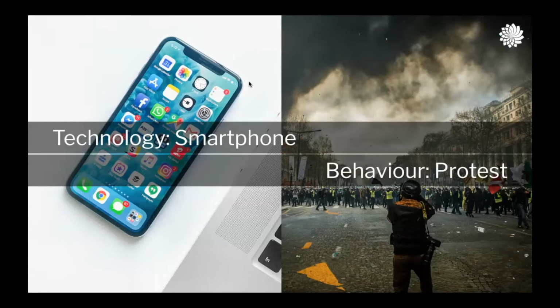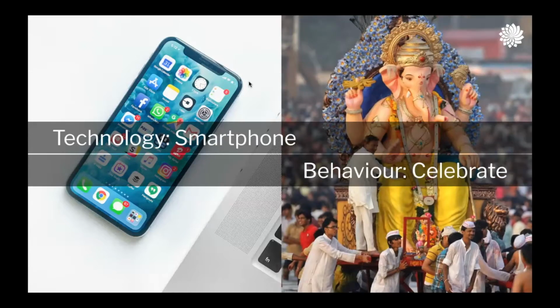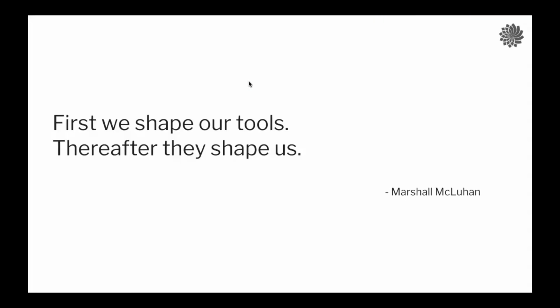It has created the basis, the kind of infrastructure, for widespread digital social movements, such as protest, and it has also helped us come together as fellow social beings, and plays an important role in things like celebrations and festivals and all kinds of social occasions and so on. So we see this common pattern, which was encapsulated by McLuhan in his famous aphorism, where he says that first we shape our tools and thereafter they shape us.